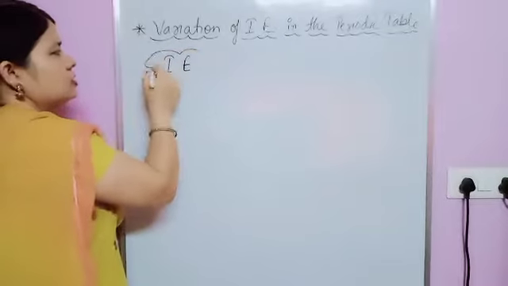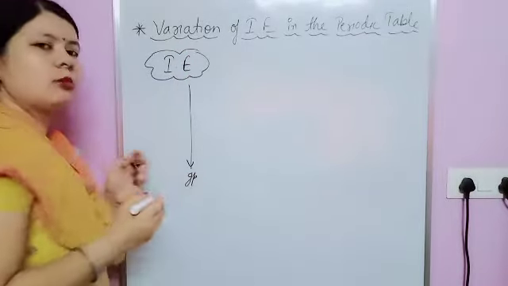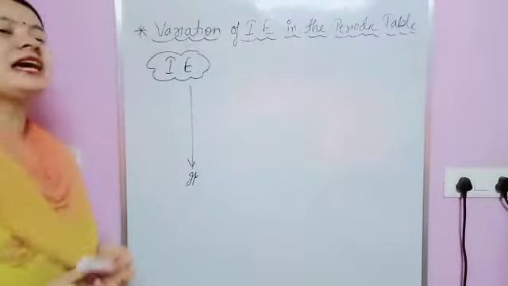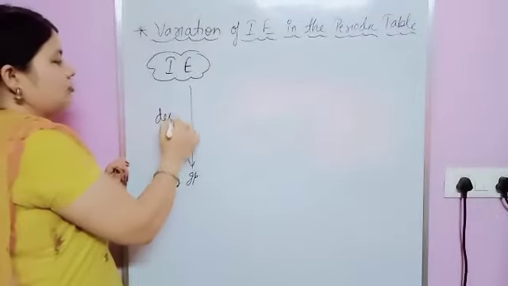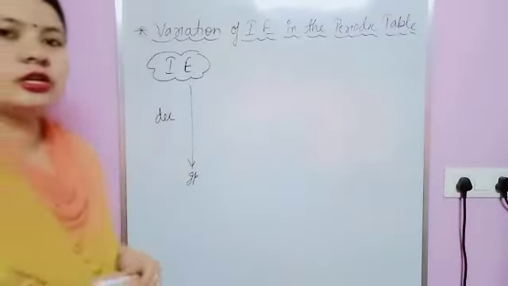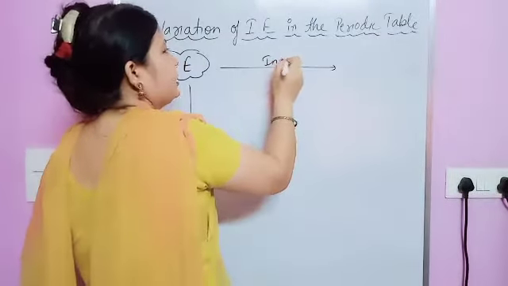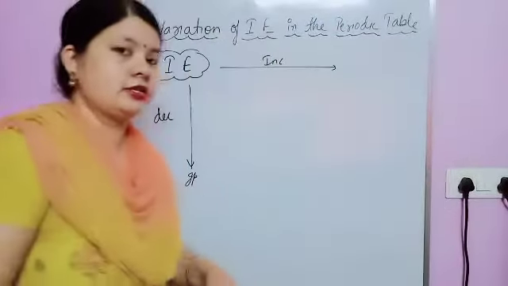Now, again, down the group: atomic size increases, and because of that, ionization energy decreases down the group, and across the period it increases. You can give any reason; we have already studied many factors in ionization energy.